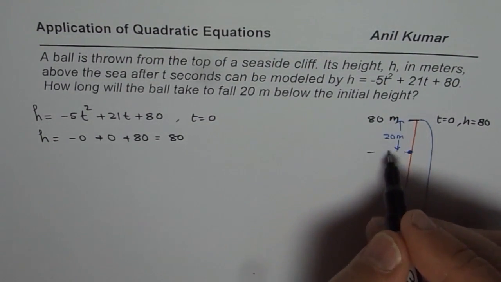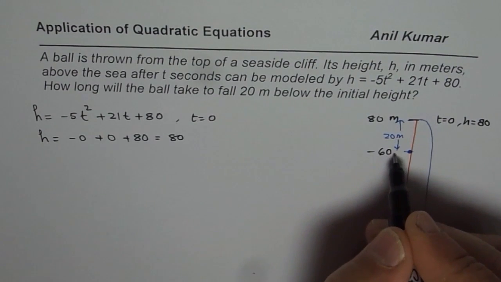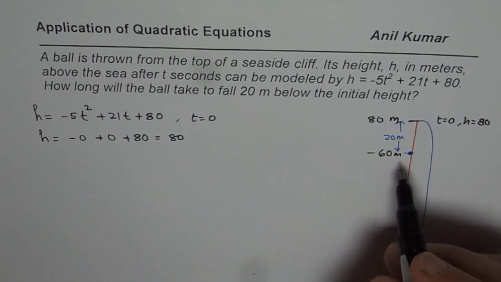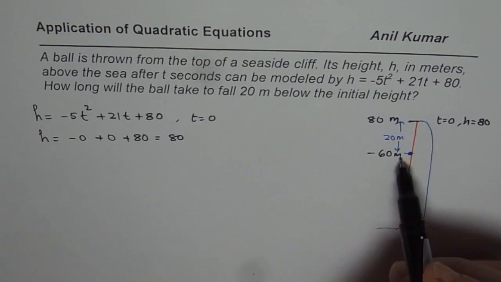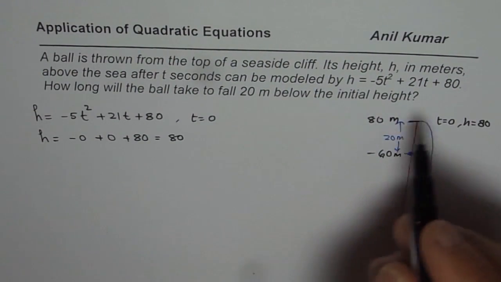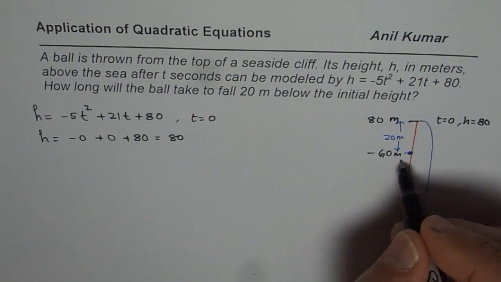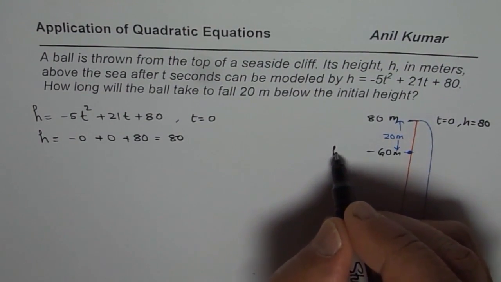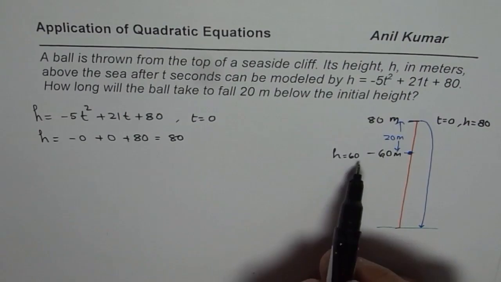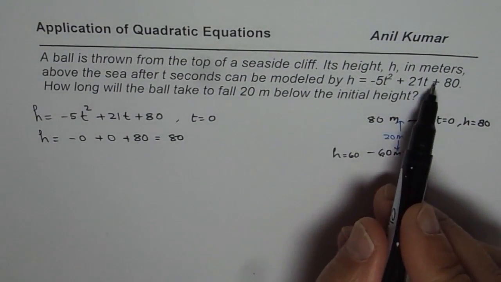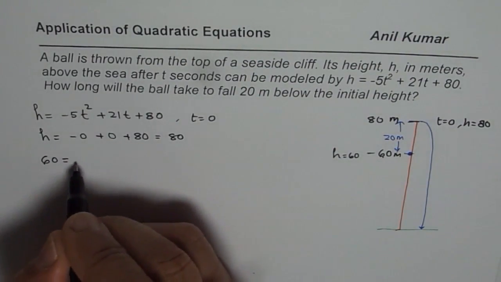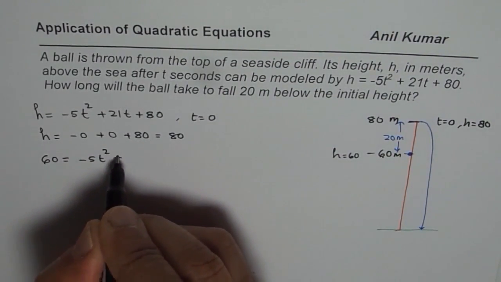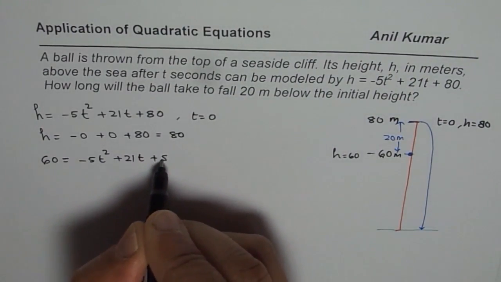So when I take away 20, I will reach a height of 60 meters, right? So the question really is, after how long the height of the ball will be 60 meters? You get the point, right? So it is 20 meters from top means 60 from the bottom, right? So now h equals 60. Therefore we will substitute 60 in our equation and solve for time. So now we'll solve 60 equals minus 5t square plus 21t plus 80.